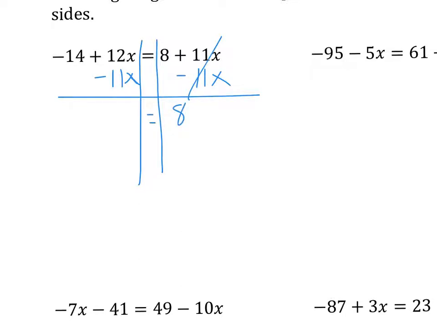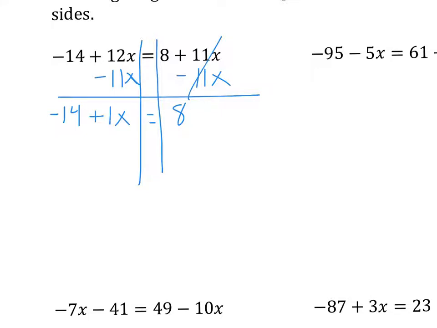Equals. Okay, so now we want to combine our like terms. Our negative 14 just stays the same. But here we have a positive 12x and a minus 11x. So we're taking 12x, subtracting 11x, and that gives us 1x. Now we just have one variable on the left-hand side of the equation, so we can just solve like we usually would, right?